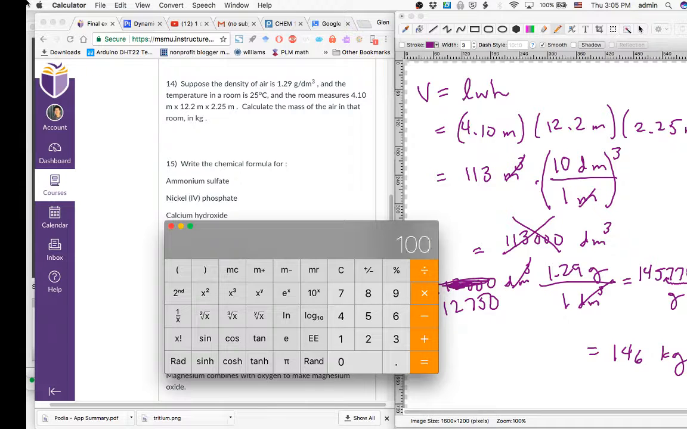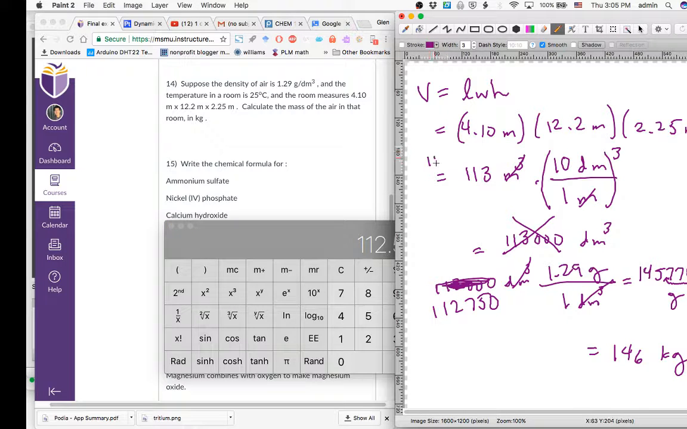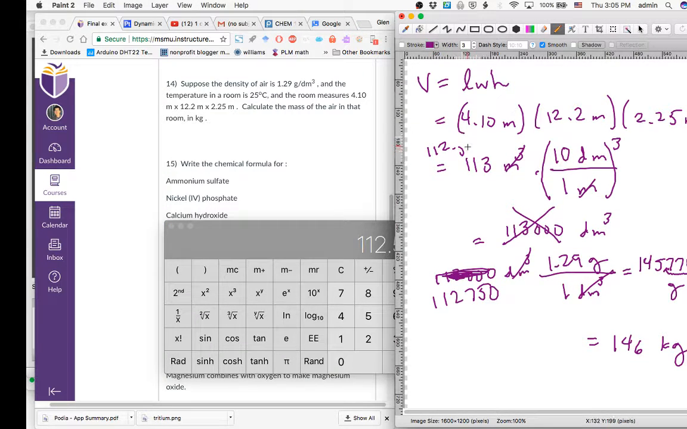113 times 1. This would be 4.1 times 12.2 times 2.25. So over here, this wouldn't be 113 meters cubed. This would be 112.545. So I'm doing this so that you can see the other answer that would be accepted.